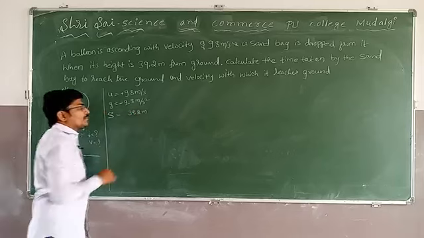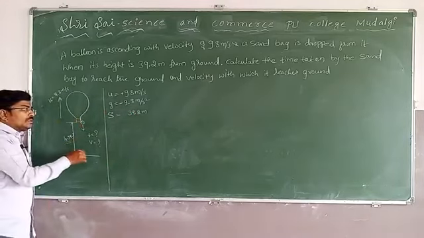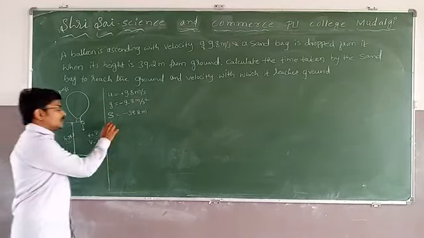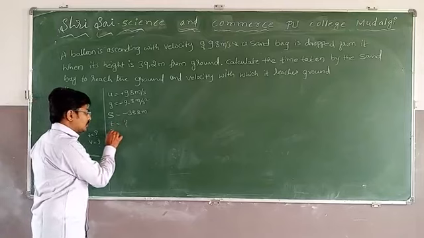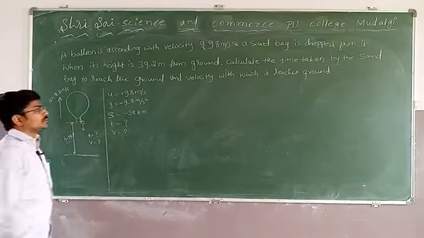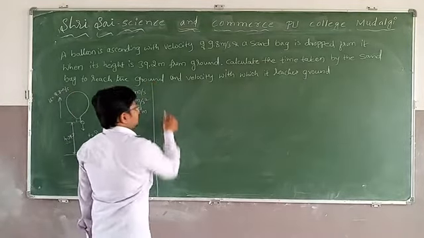39.2 meter. Then what is the sign convention for this one? Downward, therefore minus, take it as minus. What is the t? What is the v? We have to find it out. See, use the formula.